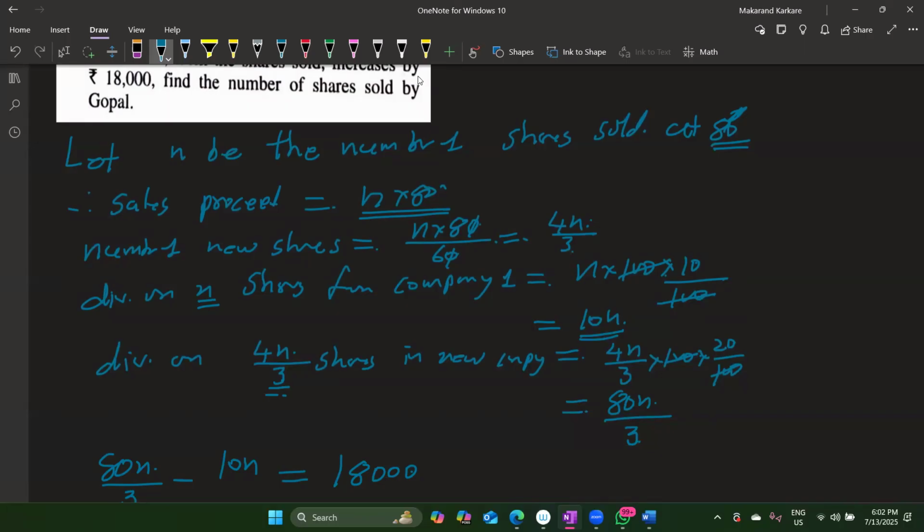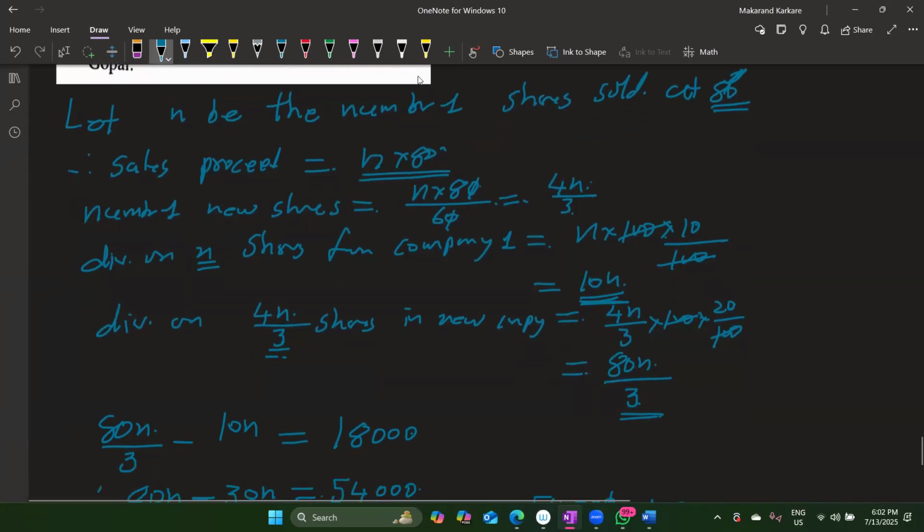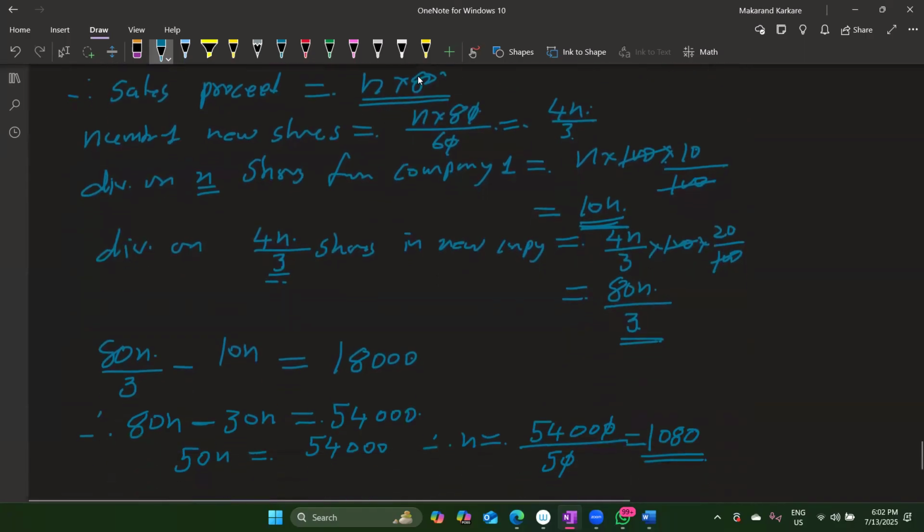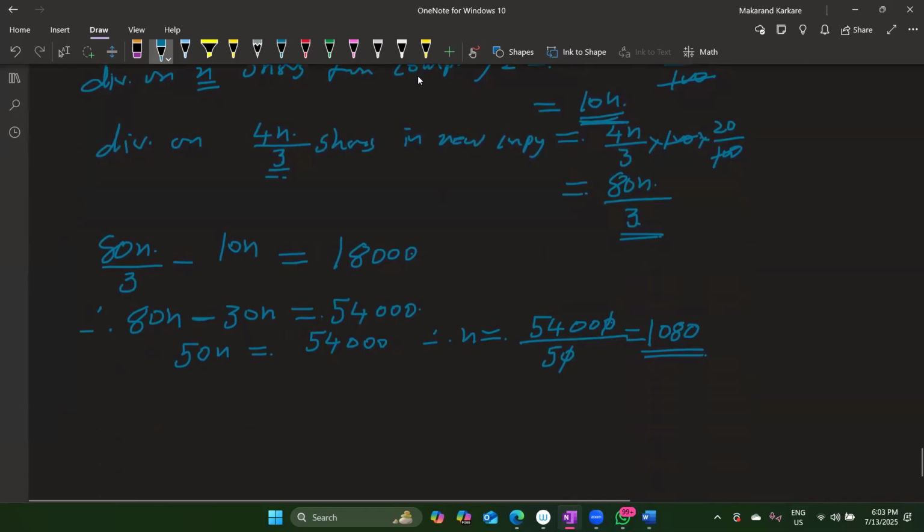So dividend from the old company would have been 10N. Dividend from the new company is 80N by 3, and that is 18,000 rupees more. So it becomes a very simple equation: 80N by 3 minus 10N is equal to 18,000. If I solve that equation, 80N minus 30N is equal to 54,000. 50N is equal to 54,000, and so N is equal to 1080. Done.